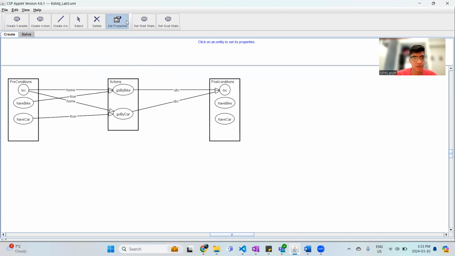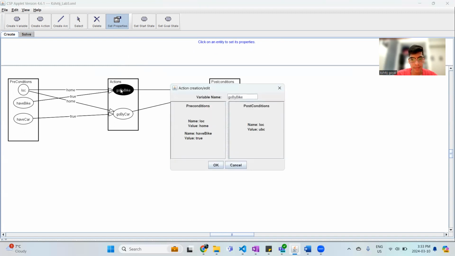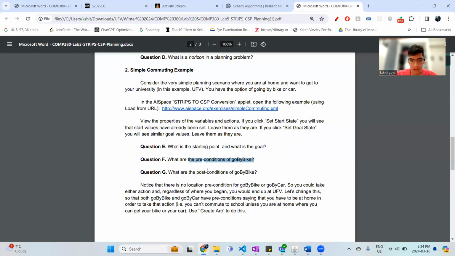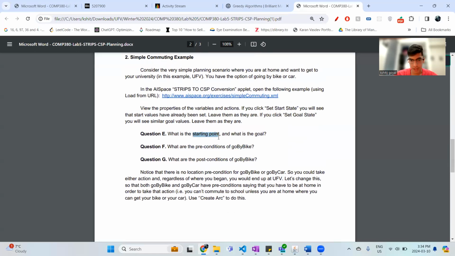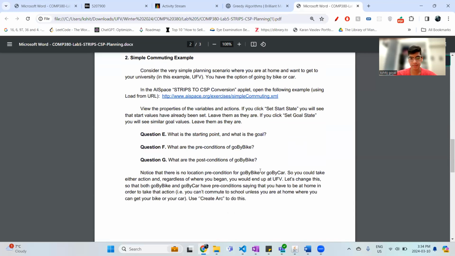Preconditions of go by bike is location is home and the have bike property is true. And the post conditions of go by bike are location. So the value is UBC. So those are the post conditions. So that answers this part. And so the starting point is home and the goal is UBC.